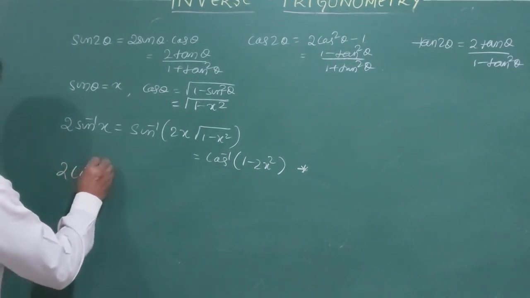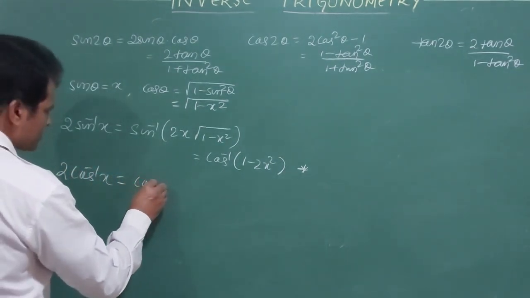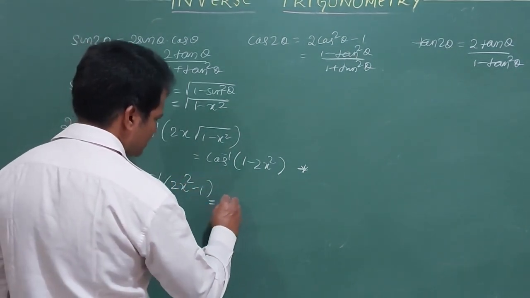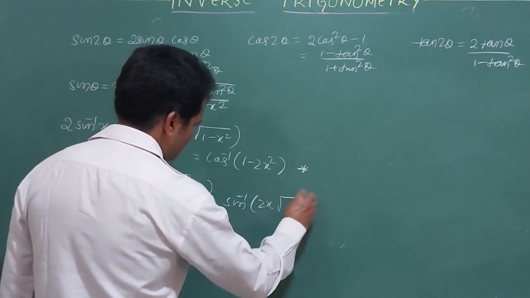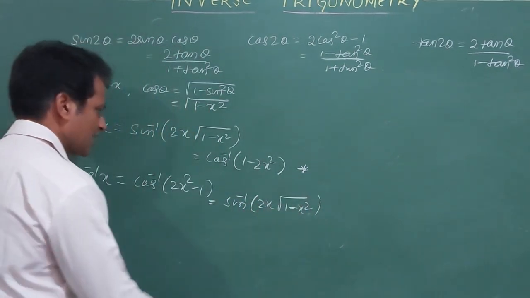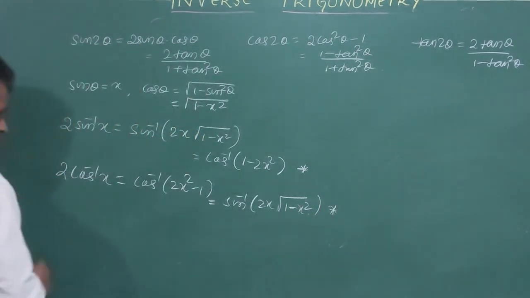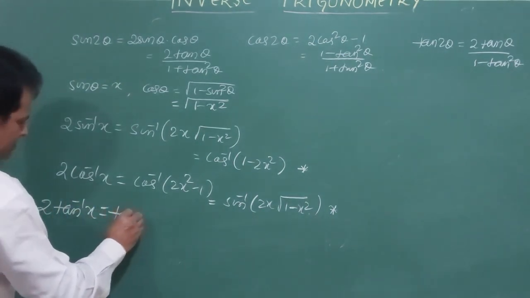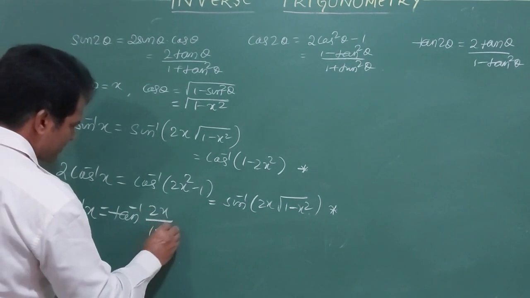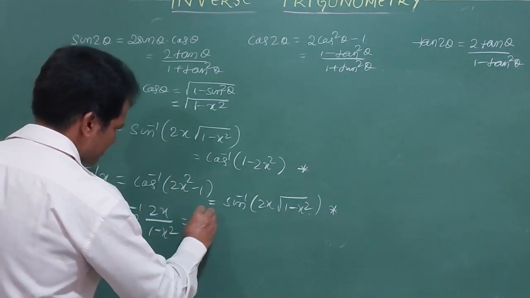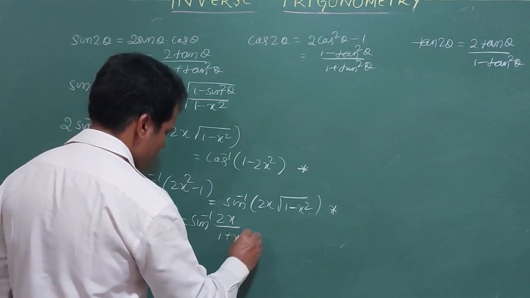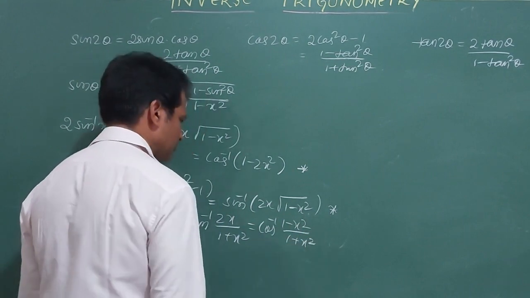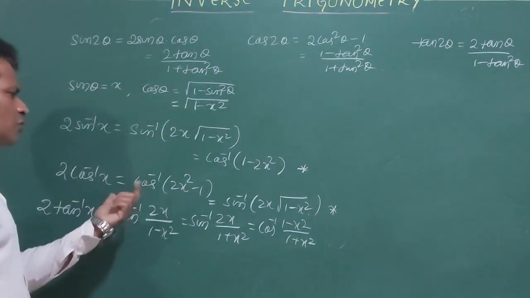2 cos inverse x is cos inverse 2x square minus 1, or sin inverse 2x under root 1 minus x square. Again, I am giving a star mark here. Then 2 tan inverse x is tan inverse 2x by 1 minus x square, or sin inverse 2x by 1 plus x square, or cos inverse 1 minus x square by 1 plus x square. Okay, I'll give you the proof of two of them.